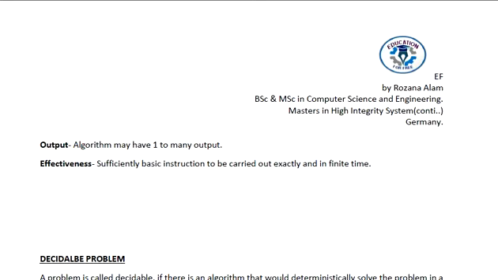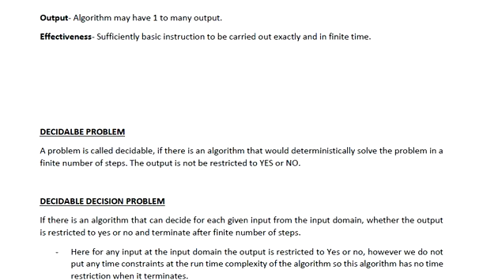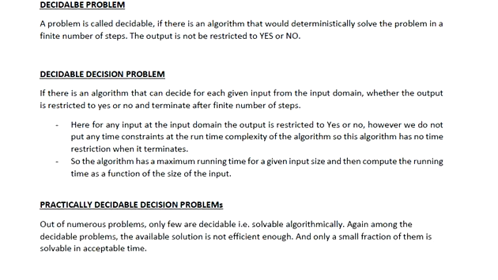Now let's see what a decidable problem is. A decidable problem is a problem which has an algorithm that would deterministically solve the problem in a finite number of steps, and the output is not restricted to yes or no. So the problem which has an algorithm is called a decidable problem.